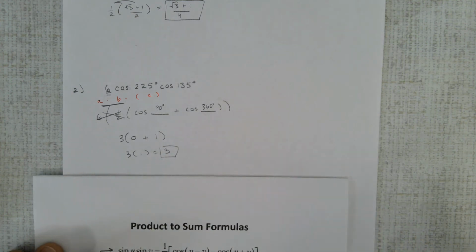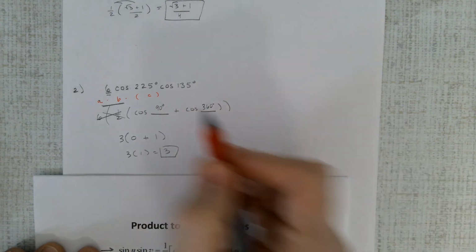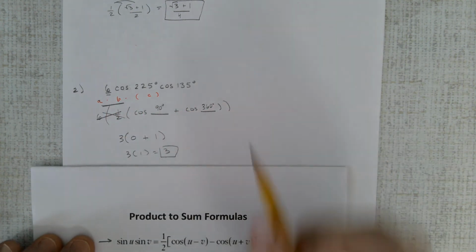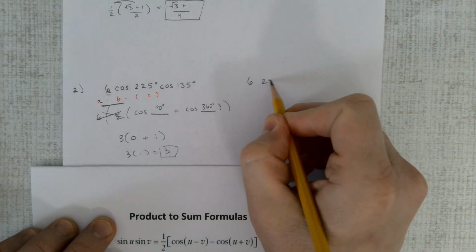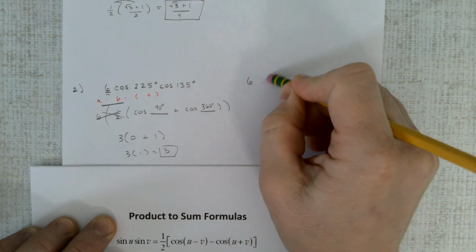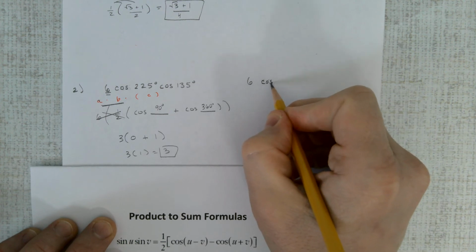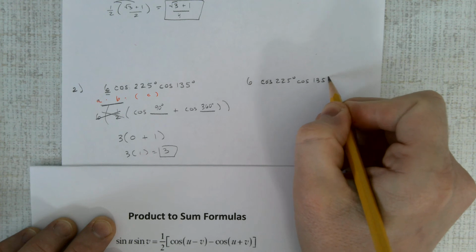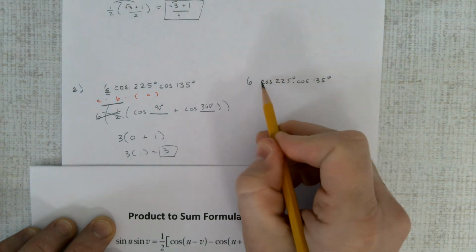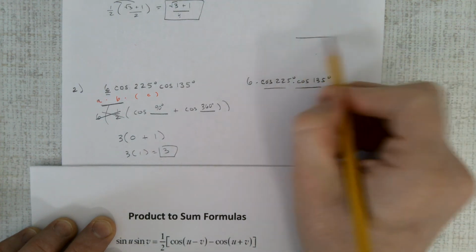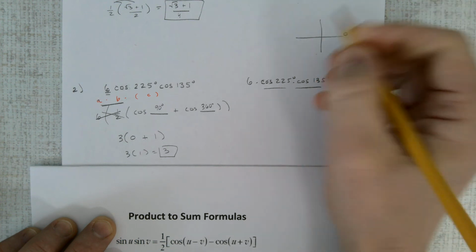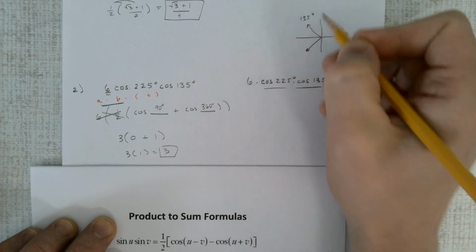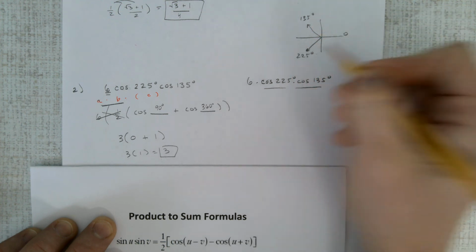Well, hopefully you notice something else about this. That's the correct way to work this out using the product of sum formula, but there's a whole other way to work this out. Sometimes it works out this easy. Let's see here, cosine of 225 and cosine of 135. What do you notice about both of these? These are on the unit circle. If I draw my unit circle, I have 135 here and 225 here, so these are on the unit circle.